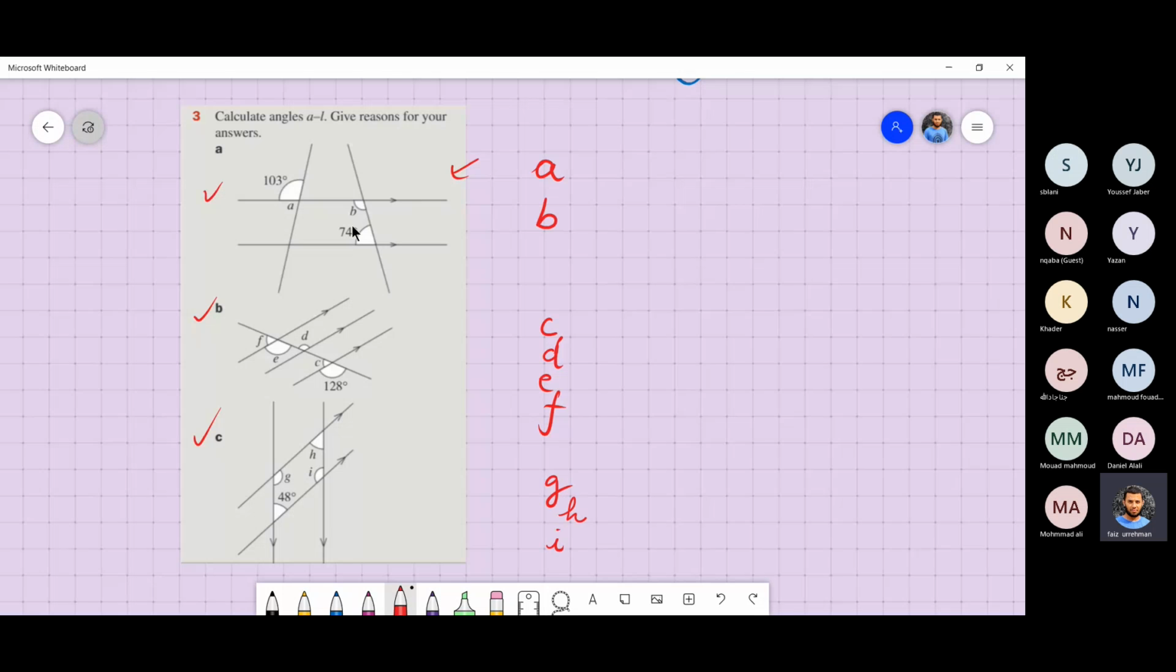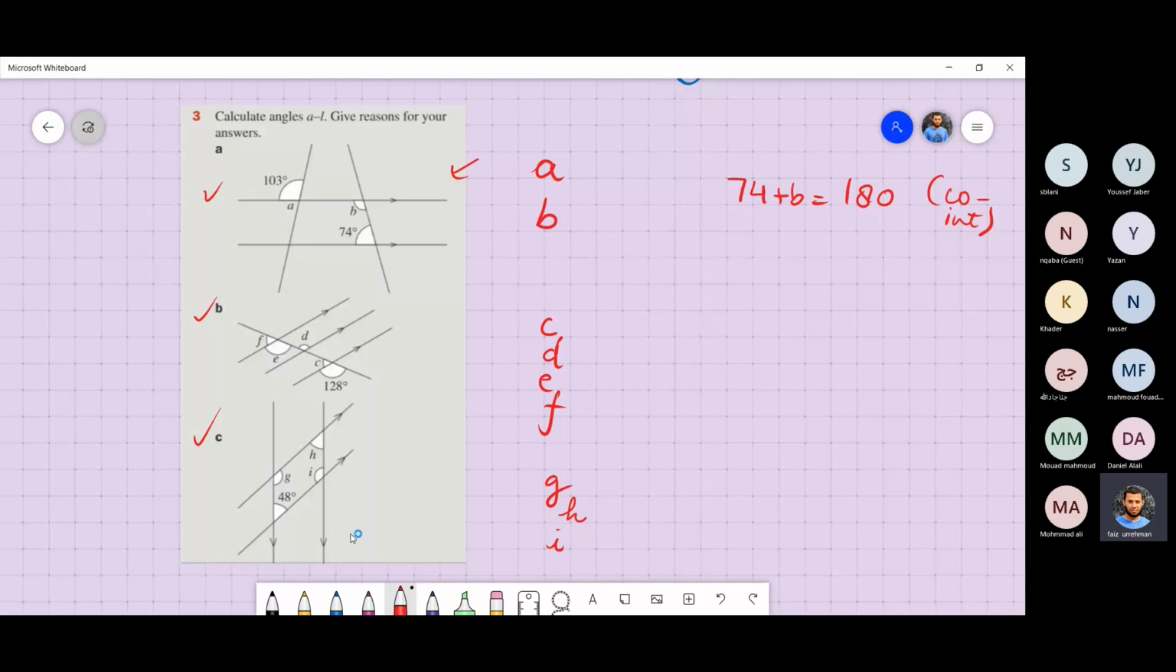Okay, so in the first one, 103 is given here and 74 is given here. Which angle can we find first? B, by co-interior. Which one, A or B? B. Yes, correct. So B and 74 are co-interior. What will be the equation here? 74 plus B equals 180. Exactly. Write it down: 74 plus B should give me 180, reason: co-interior.